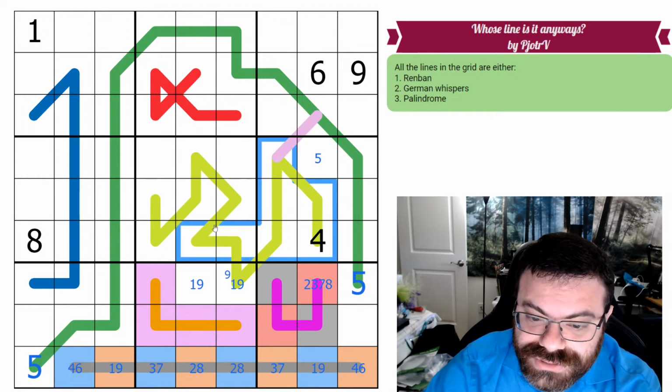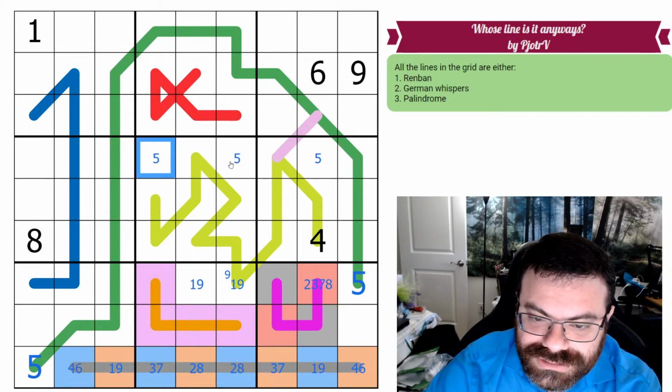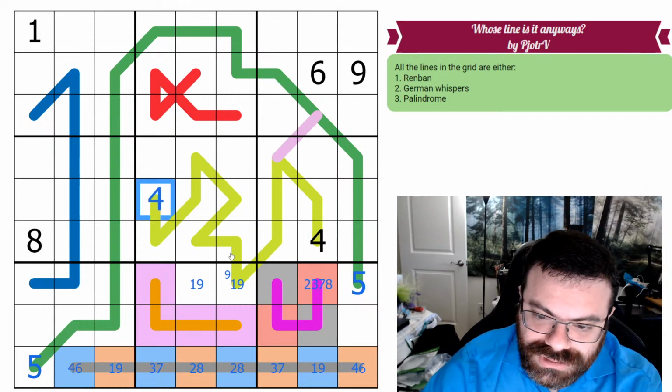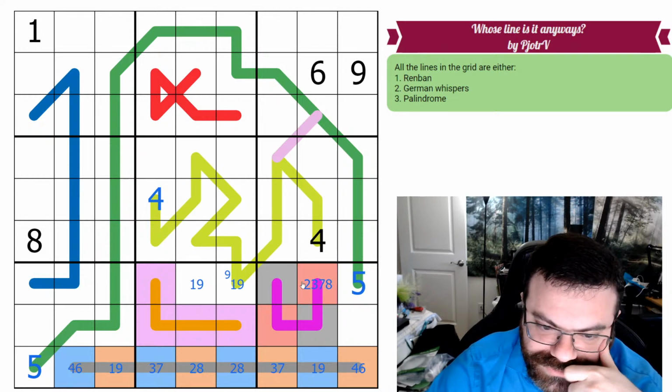If this is a whisper, it forces a 5. This can't be 5 because of this placed 5 now. So the 5 would be here and the 5 would be here. So it can't be a whisper. So it's a palindrome. So that's a 4. That's the less helpful of the versions, for now at least.